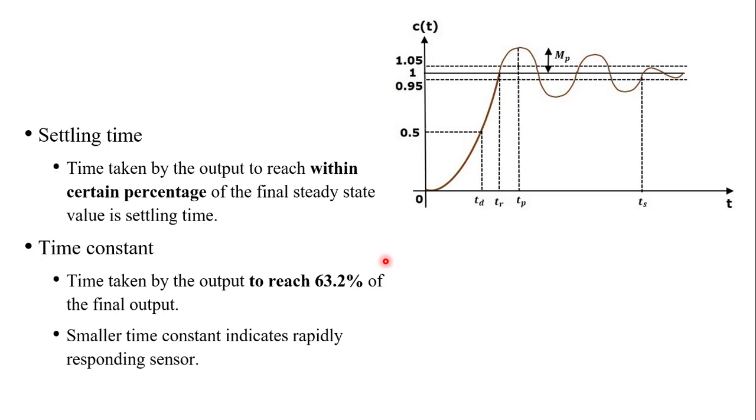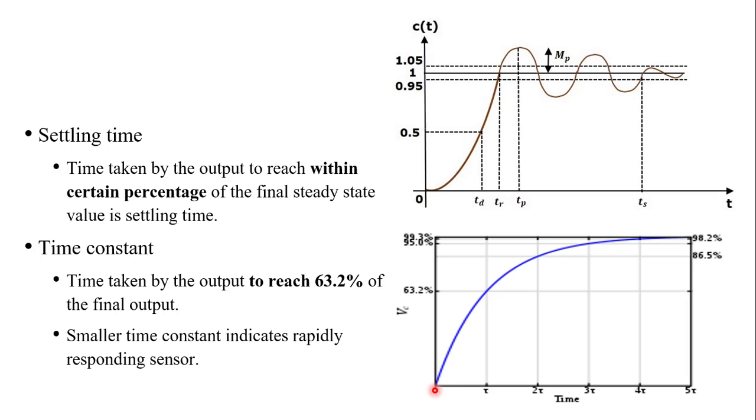Then there's the time constant. What is the time constant? The time taken from 0 to reach 63.2% of its final value we call the time constant. A smaller time constant indicates a rapidly responding sensor. It means if it reaches 63.2% rapidly, then the sensor is good. If it reaches slowly, then the sensor is slow. Correct? And we do not want that. It should be a robust one.